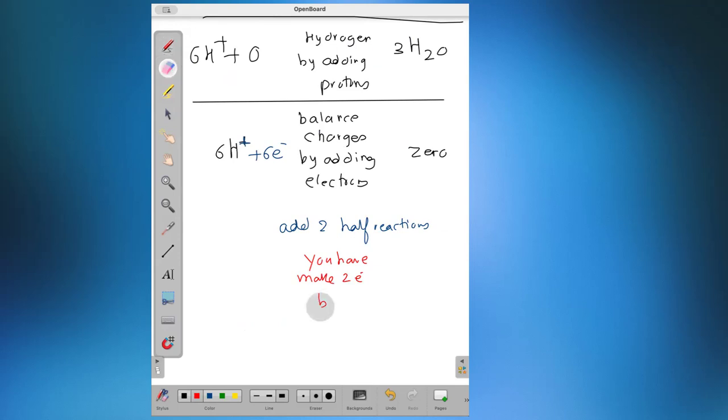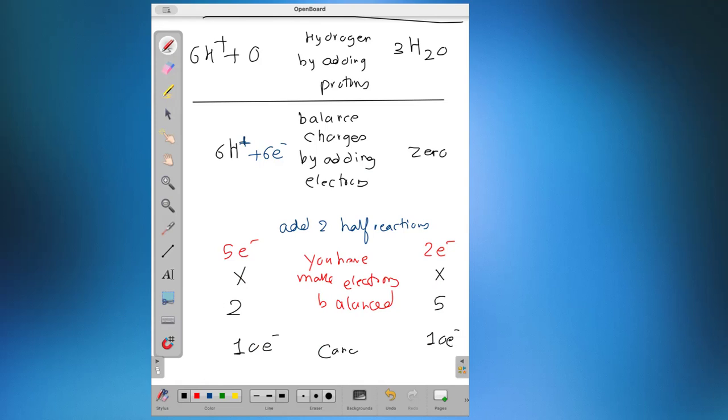Make the electron count balanced. Like if you have 2 electrons here and here I have 5 electrons, I have to multiply this equation by 2 and this equation by 5. So now we will have 10 electrons here and 10 electrons there. And then don't forget to cancel out the electrons. If the number of electrons becomes the same, you should cancel them out.